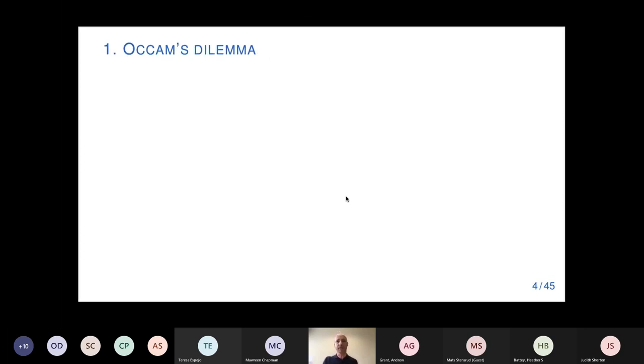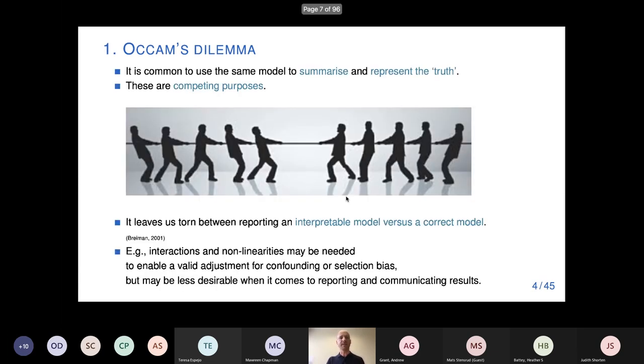The first one was named Occam's Dilemma by Leo Breiman. That is, it's very common that we use one and the same model on the one hand to summarize the information in the data, and on the other hand to represent the actual true data generating mechanism. And these are very competing purposes. These are different purposes. And it can leave us torn between, on the one hand, going for a relatively simple model that is easy to interpret, and on the other hand, going for a hopefully correct model that is potentially complicated.